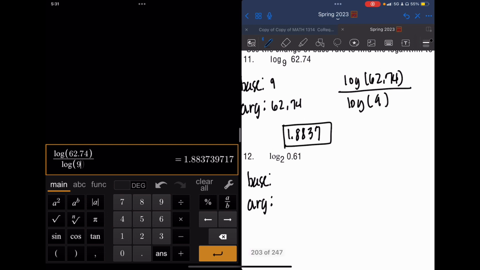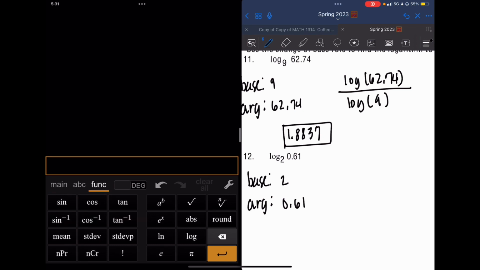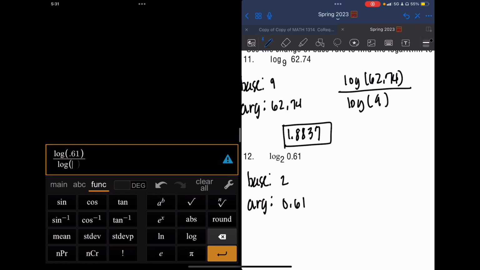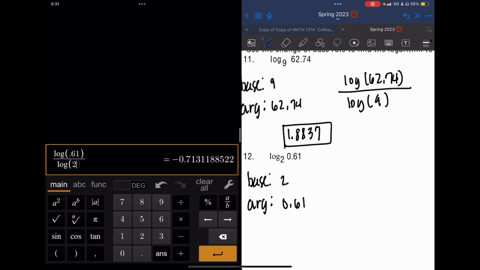Number 12, base is 2, argument 0.61. So log 0.61 divided by, in parentheses, log of 2. So we get negative 0.7131.